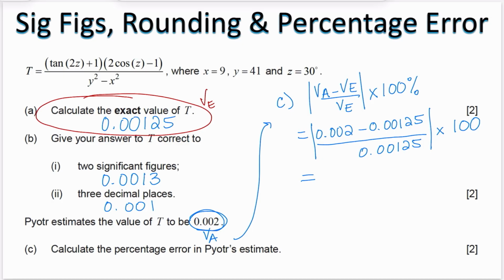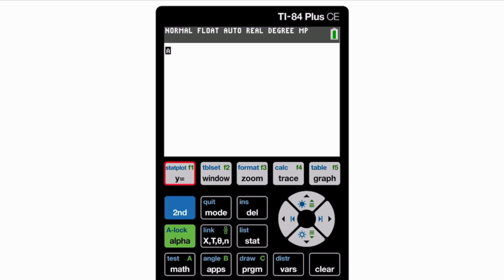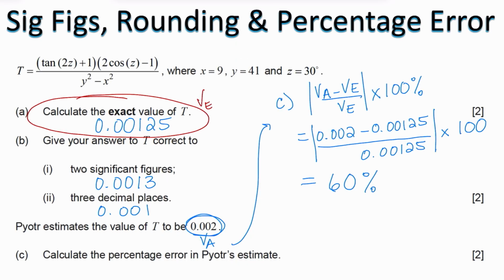Now we're going to put this into our calculator. I'm going to once again put this as a fraction so I don't make a mistake. 0.002 minus 0.00125, all divided by 0.00125, and then multiplied by 100. You can do this all at one time. You're going to get 60. So the percentage error here is 60%.